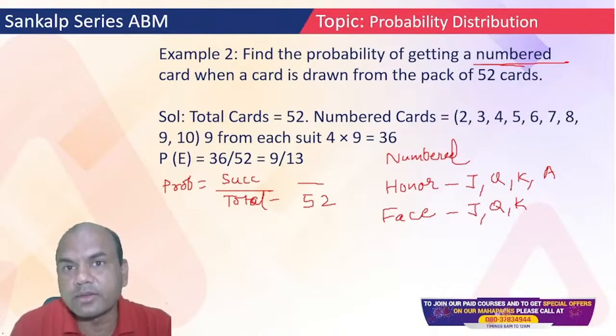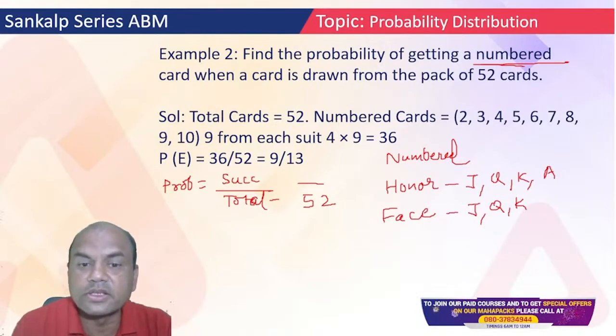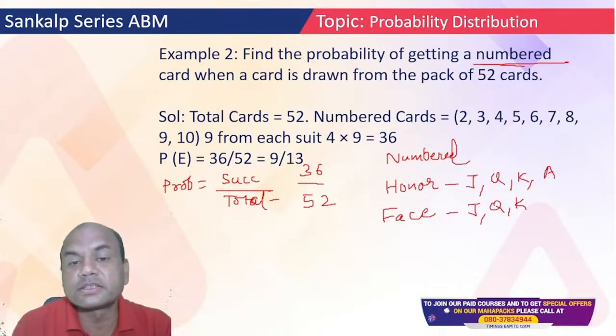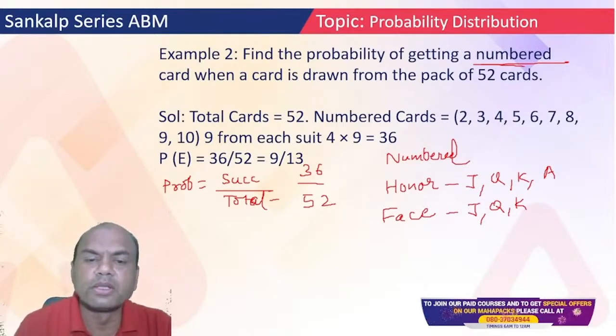But that is 9 in 1 suit. Similarly, you have 4 types of cards, right? So 9 times 4 is 36. So the answer becomes 36 upon 52. 36 upon 52, so you go on dividing it. 4 nines are 36, 4 thirteens are 52. So this is your answer, 9 by 13.